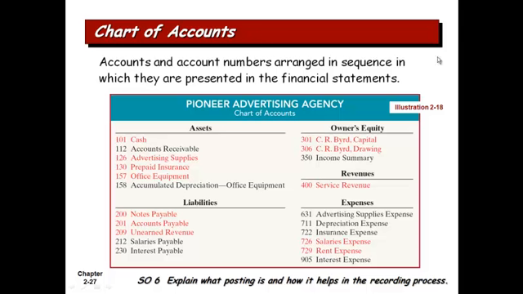So the assets: you have cash, accounts receivable, advertising supplies, prepaid insurance, office equipment, accumulated depreciation, office equipment. Liabilities: notes payable, accounts payable, unearned revenue, salaries payable, interest payable. Again, keyword payable, you'll see liabilities, with the exception of unearned revenue.